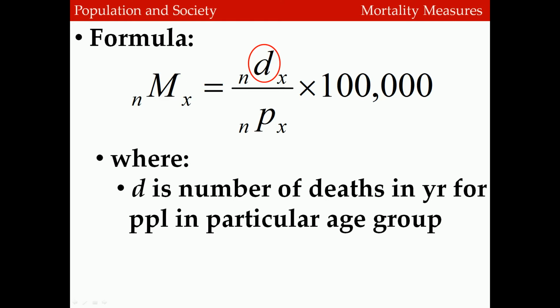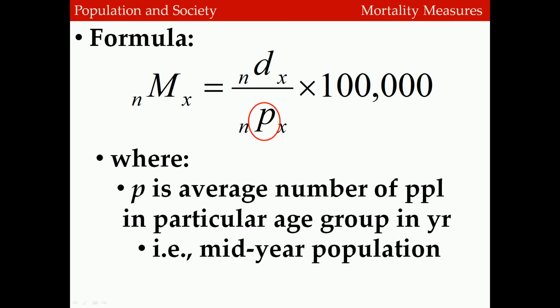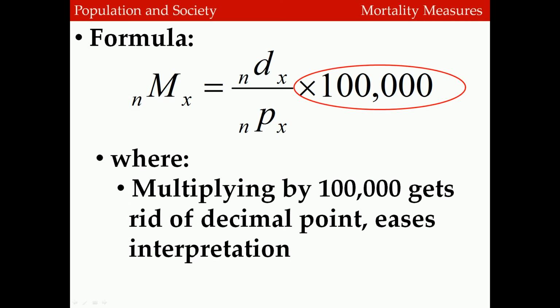So like the crude death rate, in the numerator of the formula we have the number of deaths in that population, but this time this is only deaths to that particular age group. And then in the denominator we have P, the average population or the mid-year population. But here this is only the mid-year population of people in that age group. And again, we're going to multiply it by some multiple of 10, in this case 100,000, just to get rid of the decimal point and ease the interpretation.